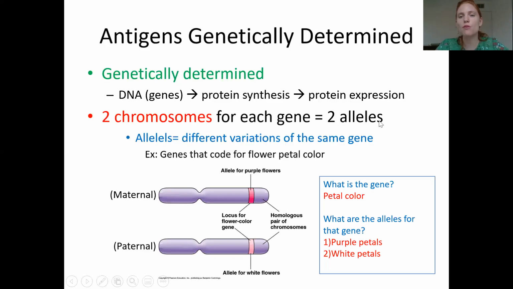So please remember that alleles are your DNA, and you have a maternal and a paternal one, so you'll have two alleles for that gene. And then antigens are your physical proteins found on the surface of the cells. So the alleles code for the antigens.